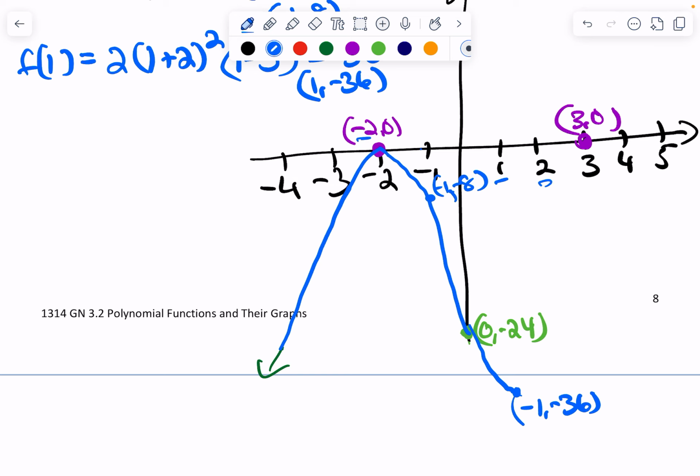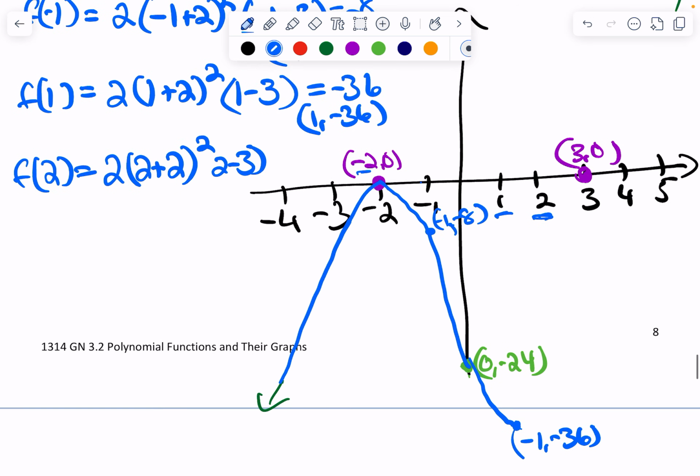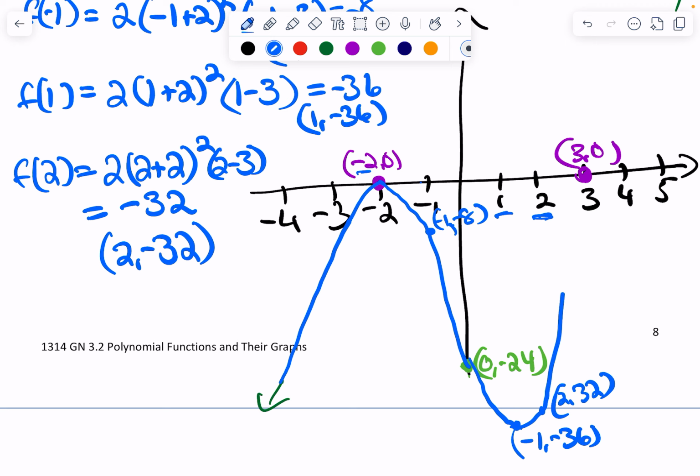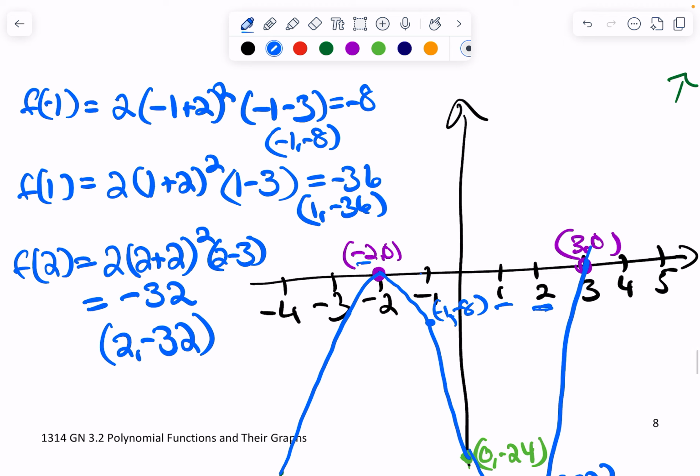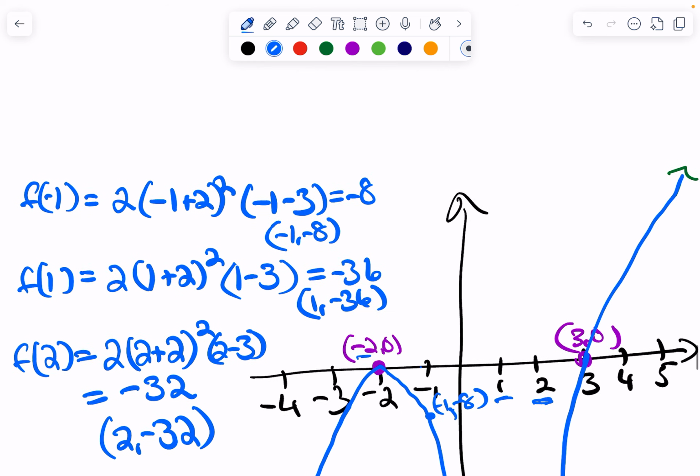Let's see what f of 2 says, which is in between. I'm taking the x's that are in between to see what happens. 2 times (2 plus 2) squared times (2 minus 3), and this one ends up being -32. So it starts coming up at some point. It might go farther down, we don't know, but it starts coming up here. Actually, it should be somewhere here, at 2, -32. And then it needs to come all the way up to 30. And remember, it's rising to the right.